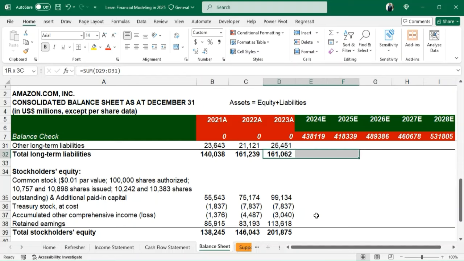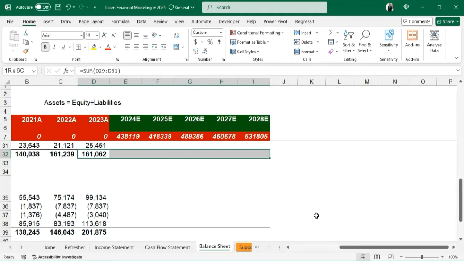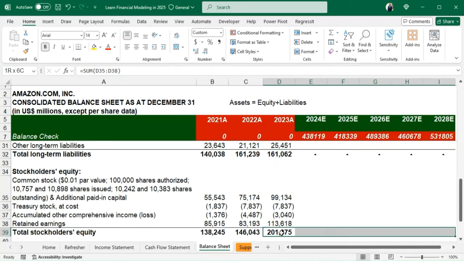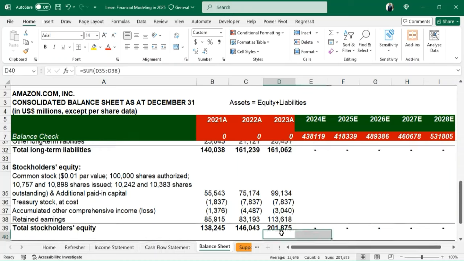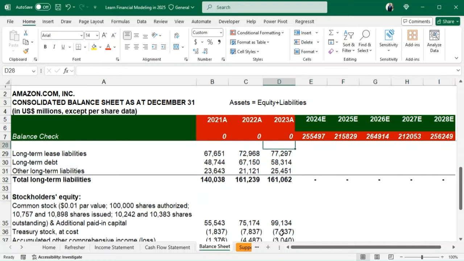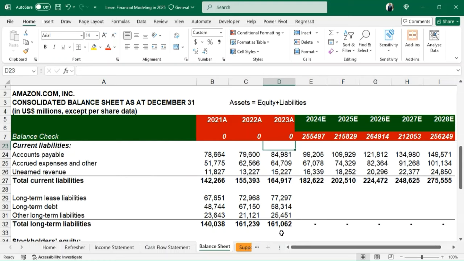So quickly, I want to copy all my total formulas to the right. Copy this also to the right using Control R. And then finally, my total liabilities and equity to the right using Control R. Okay, so we are making progress. Then we also have long-term liabilities. So with the long-term liabilities, the first item is our long-term lease liability.